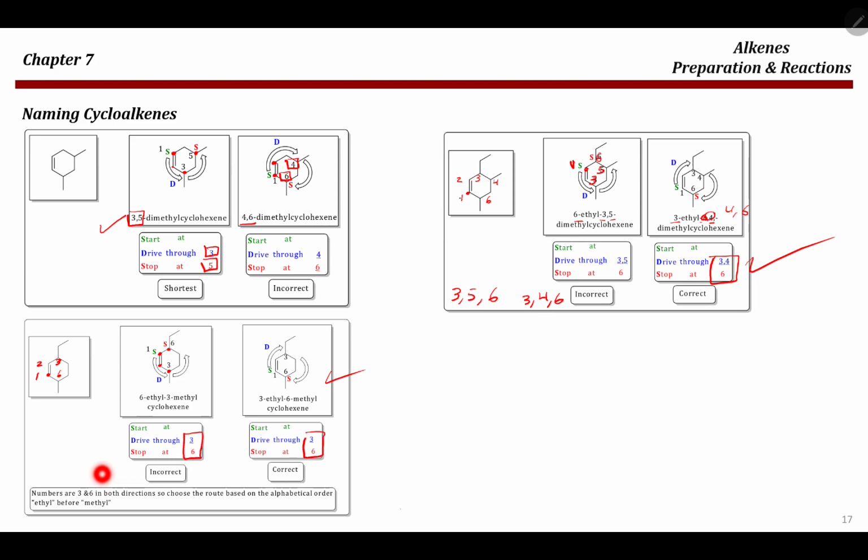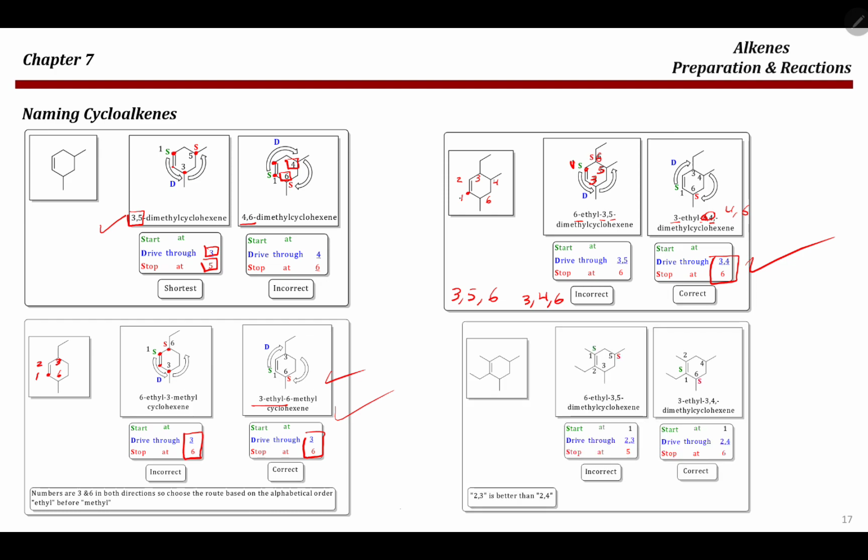In this case, whenever you end up with the same set of numbers, then you have to use the alphabetical order rule, which is the group which is written first according to alphabetical order, which is ethyl, should be given the smaller number. That's why this is going to be the correct way for naming this compound.